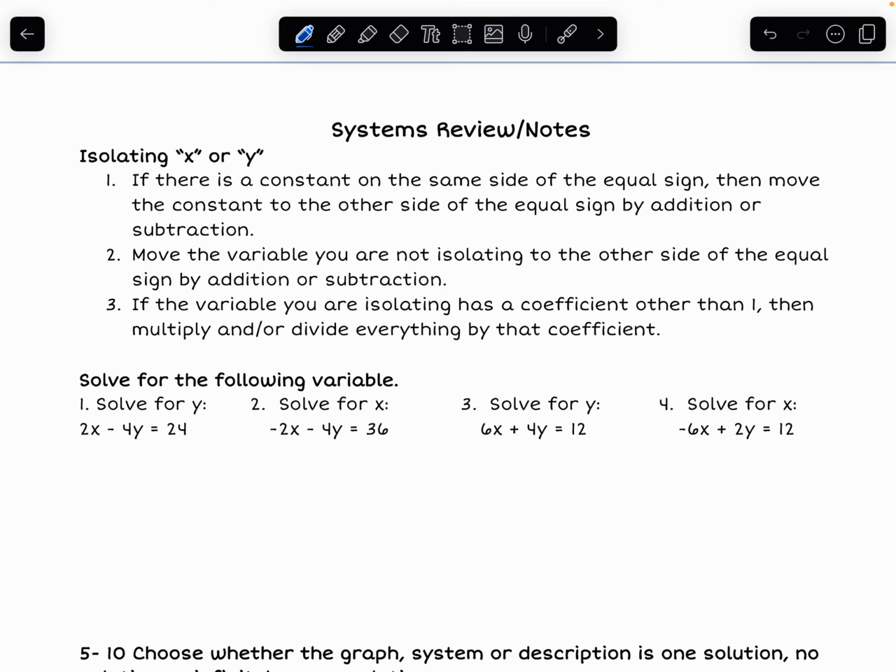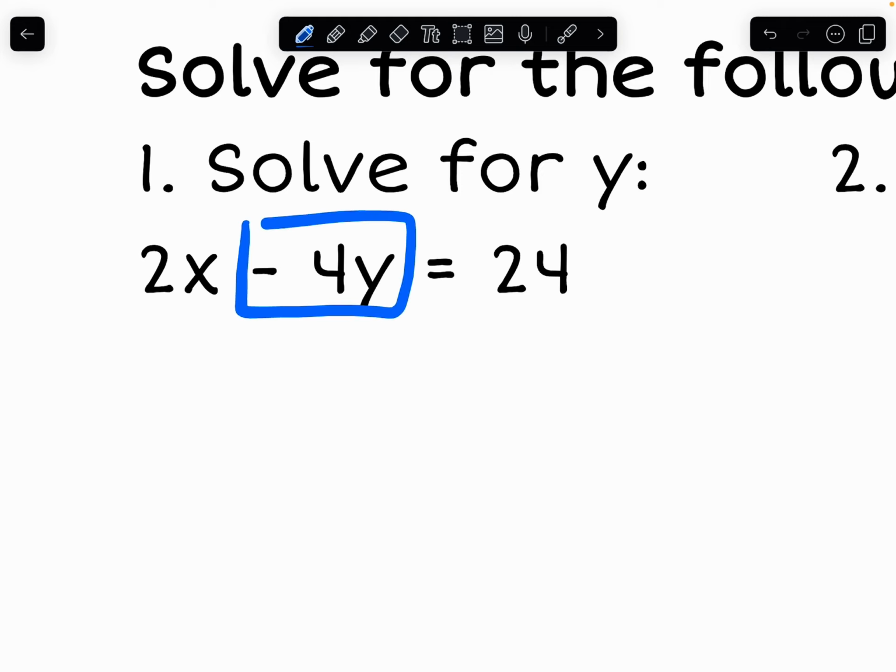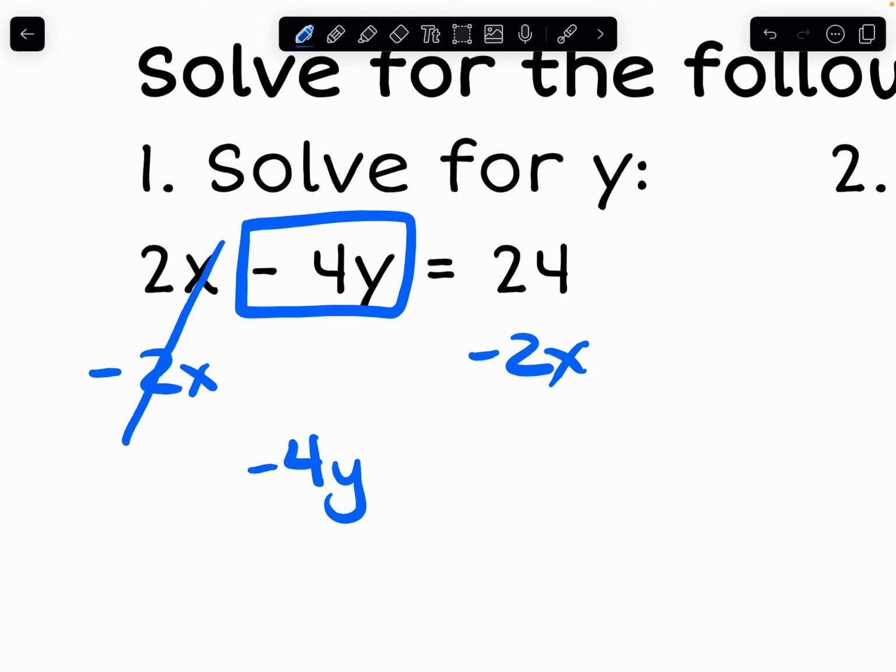So this first one says solve for y. So this is what I want to get by itself. So I'm not going to do anything to it first. I need to move this to the other side of the equal sign. So this cancels out here, so I'm left with negative 4y equals, remember, you can't combine 24 and negative 2x. 24 does not have an x in it.